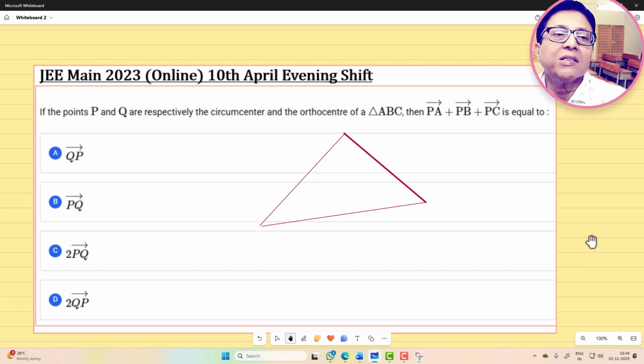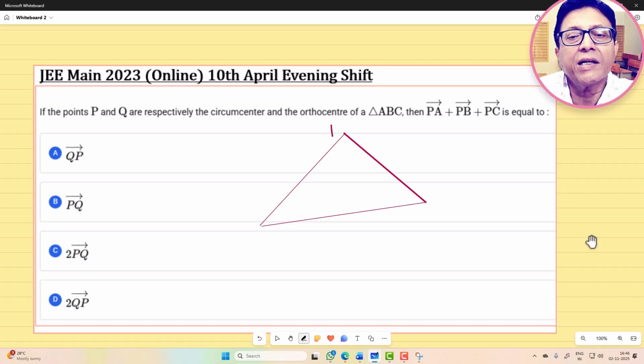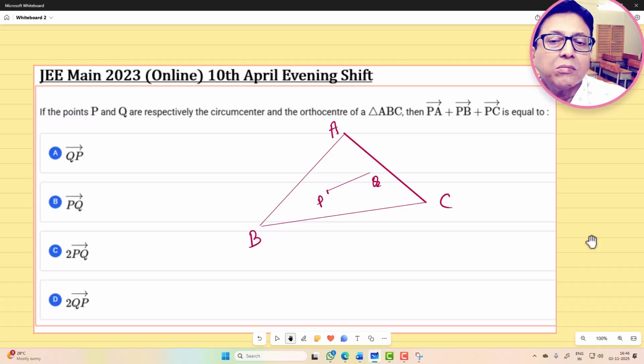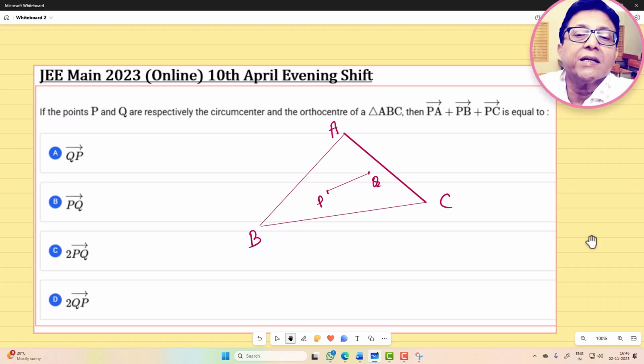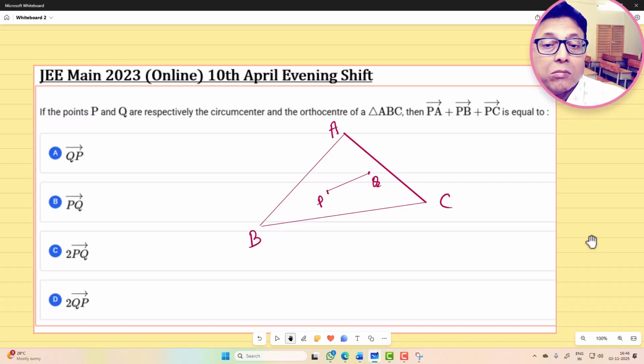Circumcenter and orthocenter are given for this triangle. A, B and C are not given directly; they are given in terms of vectors. P and Q are the circumcenter and orthocenter. But the problem is, in vector form, the formulas for circumcenter and orthocenter are not very easy to write.